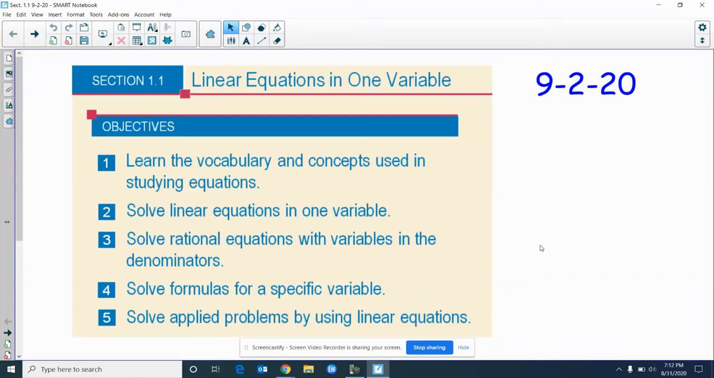All right, you should be done with your quiz at this point, and we want to move into section 1.1, chapter 1. We're just basically going to solve typical linear equations, and then we're going to throw in solving formulas for a specified variable, so when there's no constants involved or there's more than one variable.